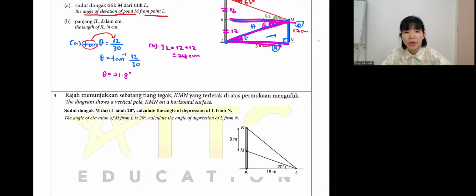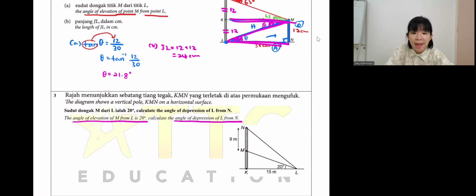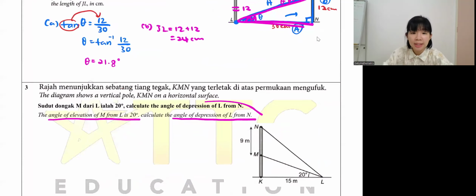Okay, now one last question before we move to the next topic. Okay, one more. So the diagram shows a vertical pole, the horizontal line. Here, the angle of elevation of M from L is 20. At the end, we need to calculate the angle of depression of L from N. We need to find this angle.